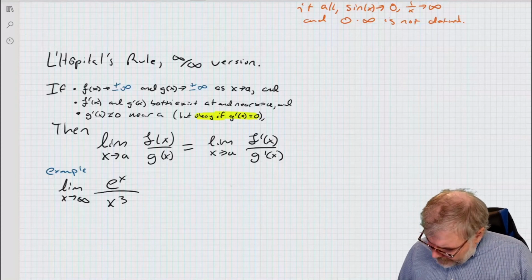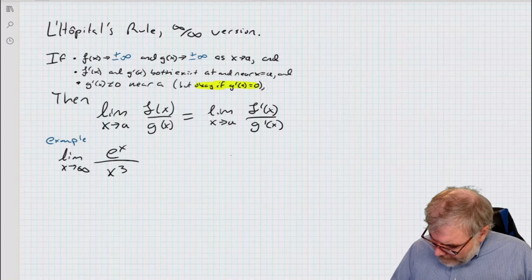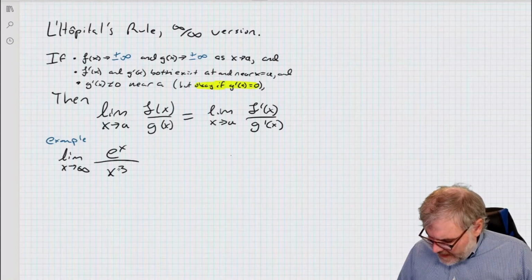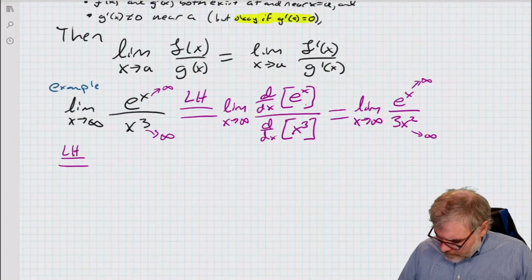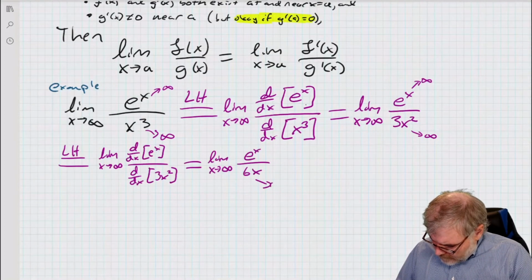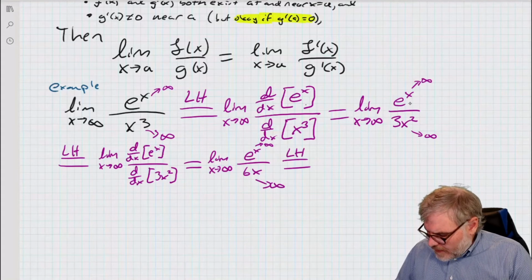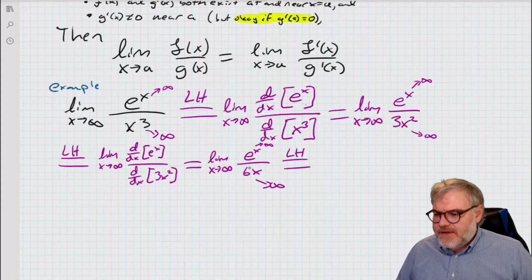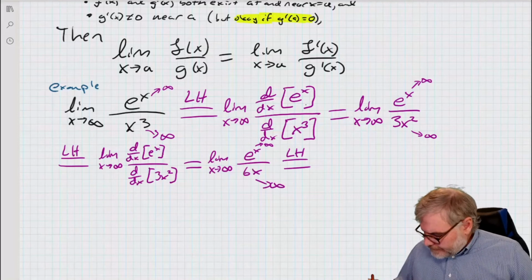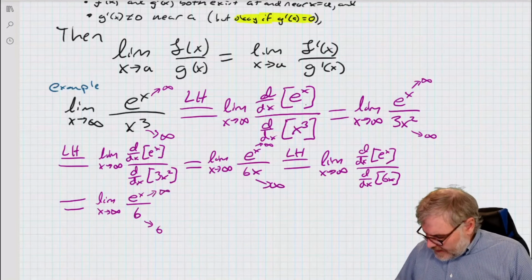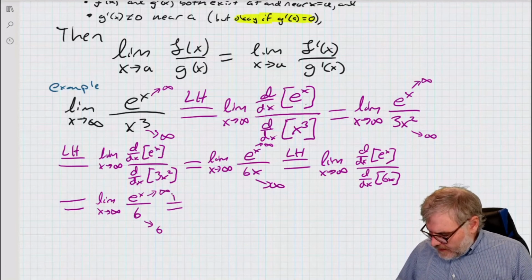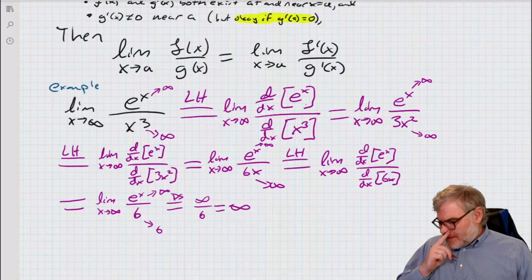Okay. So let's give an example. If I take the limit as x goes to infinity of e to the x over x cubed, well, this goes off to infinity. This goes off to infinity. So I did L'Hopital's rule. I wound up with this. I did another L'Hopital's rule. I wind up with e to the x over 6x. Let's go again. And now the bottom goes to 6, not infinity. So I have e to the infinity over 6, and that's okay. And that just equals infinity.